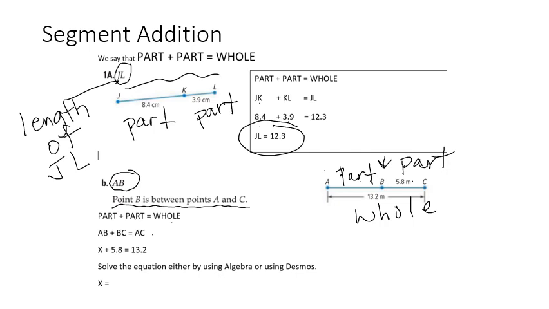And when we substitute, we get X for AB. We could really call that any variable, but Desmos uses X as a standard way of entering a variable. Plus the other part, 5.8, equals 13.2. And when we solve for that, we're going to end up subtracting, and that'll be 7.4.